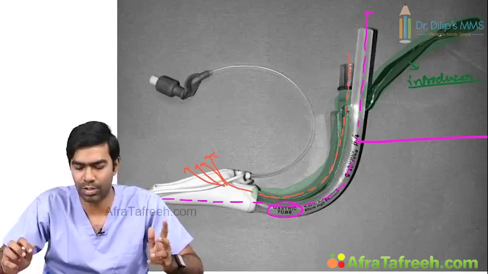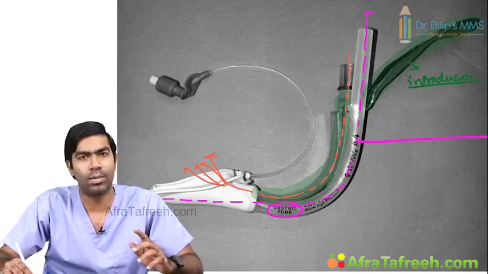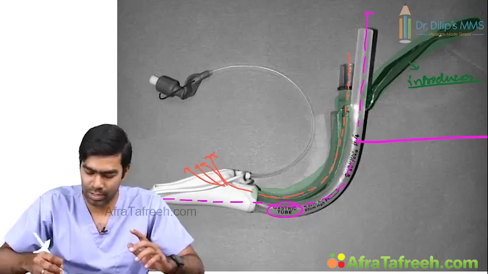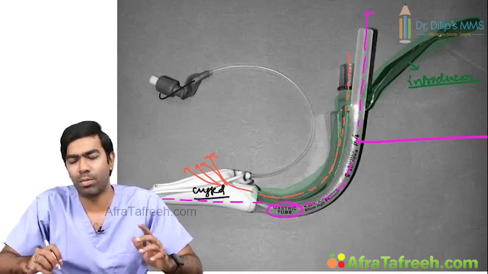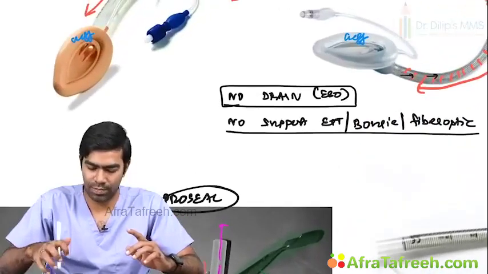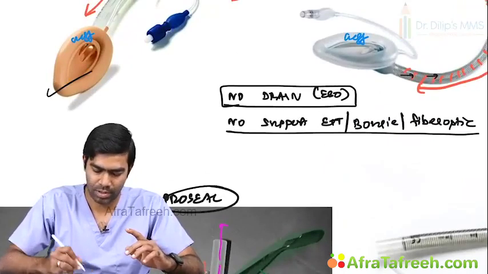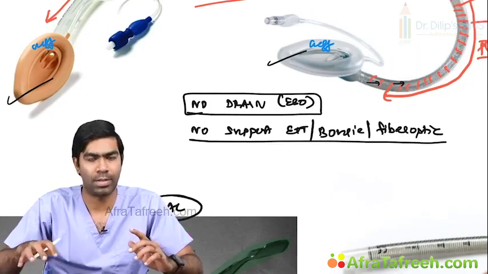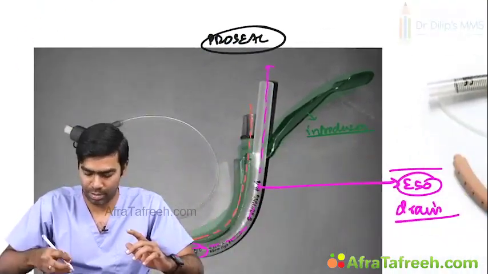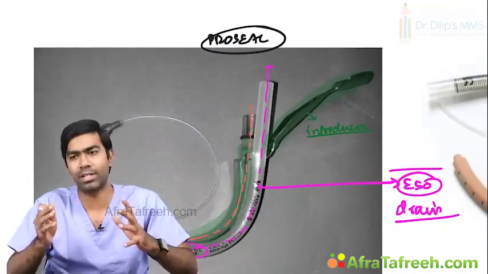So this is the basic arrangement of the Prosil LMA, and you can also see that there is a cuff, and this is a cuffed one as well. But one problem they faced with all these three, the classic LMA, Prosil LMA, or even a flexible LMA, is that this cuff might sometimes get kinked.